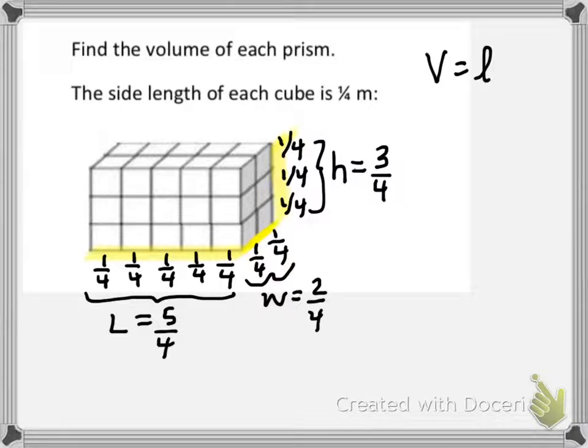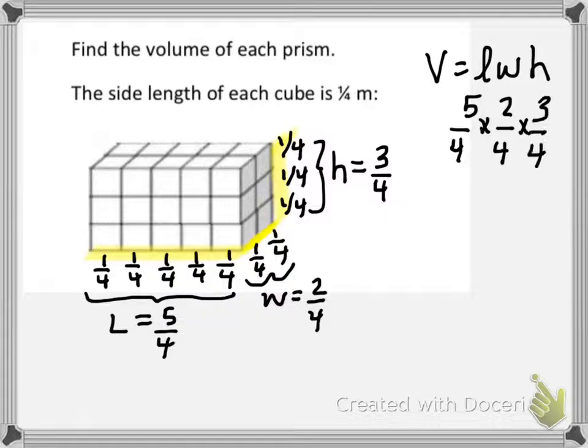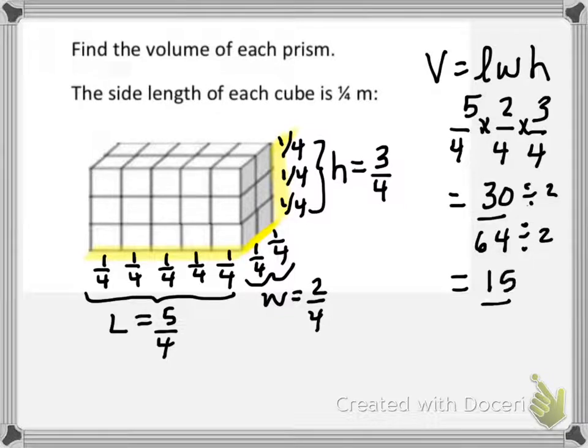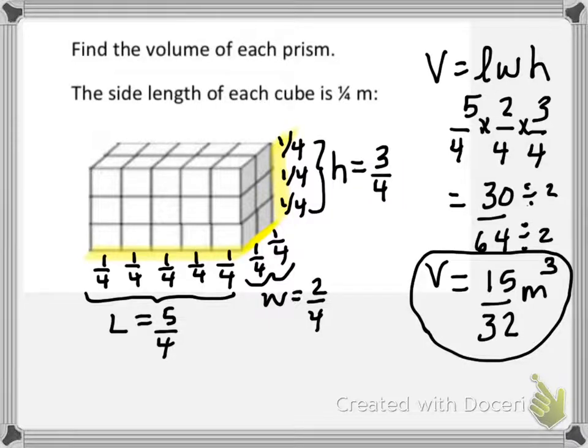Volume equals length times width times height. So the length we said is 5/4, the width is 2/4, and the height is 3/4. From here you could put it into a calculator or multiply straight across. We'd end up with 30/64, and that can reduce down if we divide both numbers by 2 to 15/32, and our units would be meters cubed, and that's our volume for that full shape.